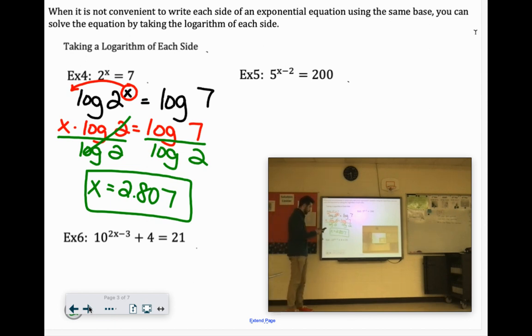So if we were to check that, 2 to the 2.807. Now we're going to get an answer that's close to 7, but it's not going to be exactly 7 because we rounded. So I got 6.998278119, and that's great. So that's close enough where we're like, okay, yeah, we rounded, so it's close. All right, let's try this one out.